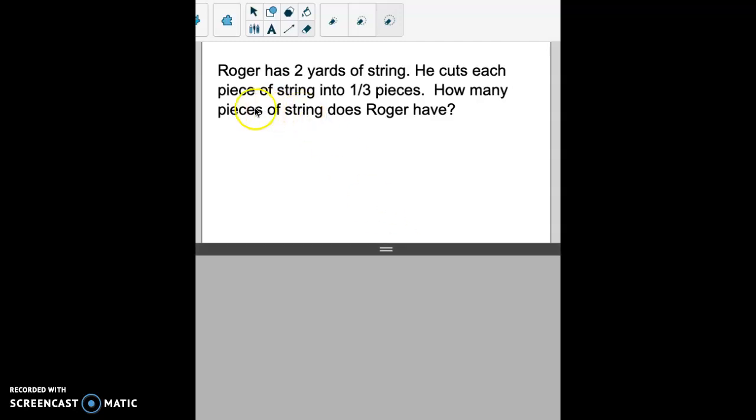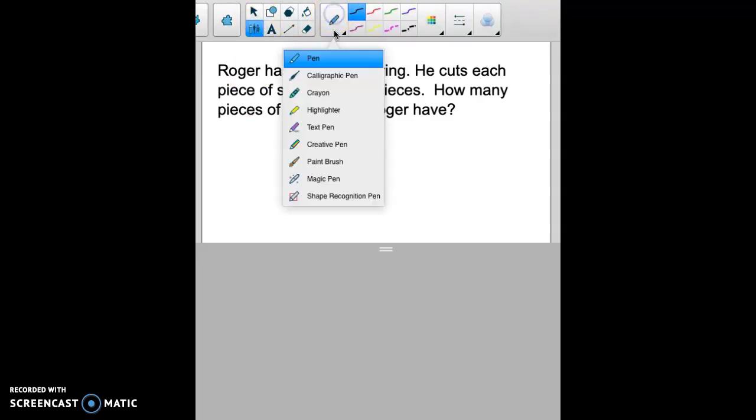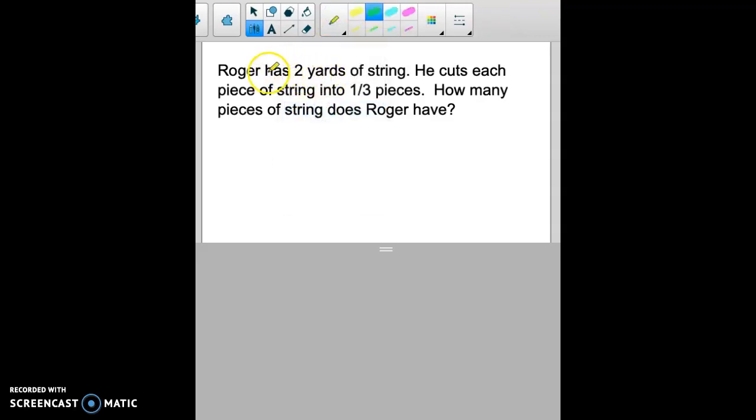Okay, so this first question says, Roger has 2 yards of string. He cuts each piece of string into 1/3 pieces. How many pieces of string does Roger have? So what do we know? We know that Roger has 2 yards of string. So that's the total amount that he has. So we know the total.